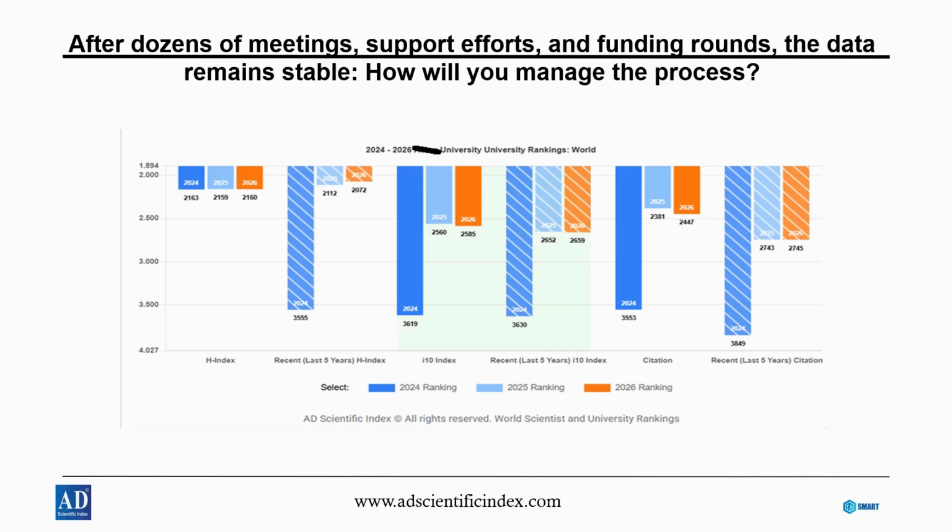Imagine a university investing months in meetings, support initiatives, and funding rounds, yet nothing changes. The rankings remain stuck. The H-index, I-10 index, and citation-based indicators stay flat. Despite all efforts, the institution struggles to understand why progress isn't happening and where the real bottleneck lies. When traditional management tools fail to reveal the underlying issues, decision-makers need a smarter, data-driven approach. This is where the Smart Institutional Excellence System becomes essential.